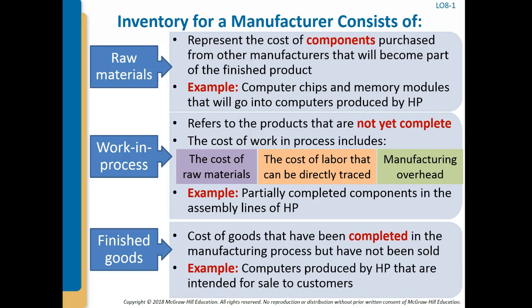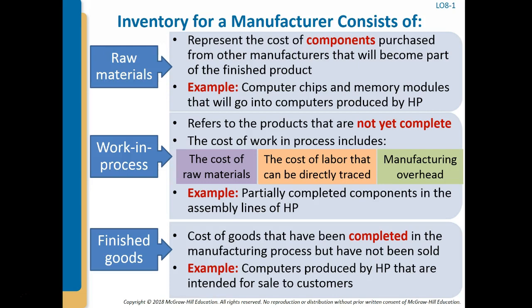The cost of work in process includes the cost of raw materials used in production, the cost of labor that can be directly traced to the goods in process, and an allocated portion of other manufacturing costs called manufacturing overhead. Overhead costs include electricity and other utility costs to operate the manufacturing facility, depreciation of manufacturing equipment, and many other manufacturing costs that cannot be directly linked to the production of specific goods.